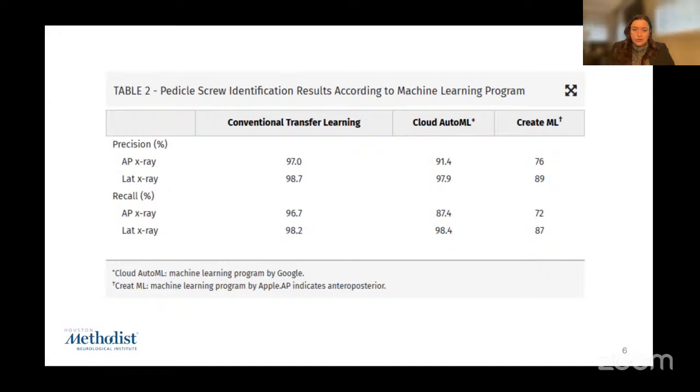This is some of the results that they had comparing their conventional transfer learning model that they made versus the Apple and the Google different machine learning models. Looking at the precision and the recall of pedicle screw identification, you can see that this is extremely high accuracy for something that is so quick. And there is a small decrease in the ability for Apple to identify it, but compared to the model that they made, 98% accuracy. I think it's pretty incredible as far as identifying those pedicle screws.